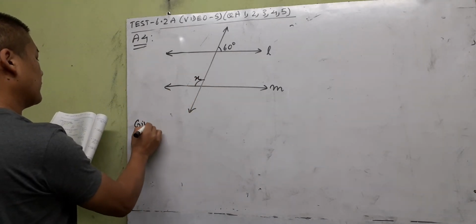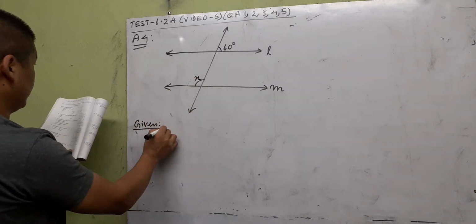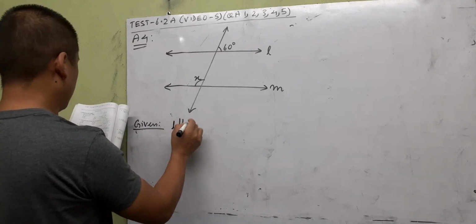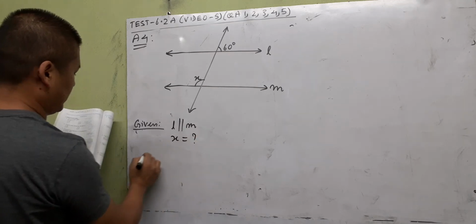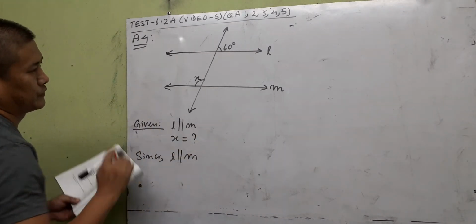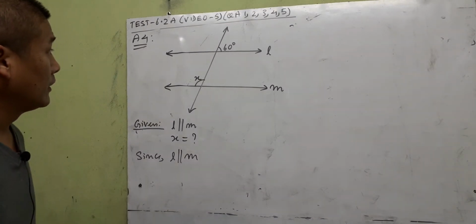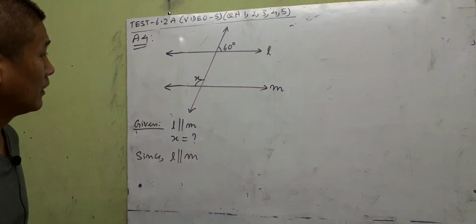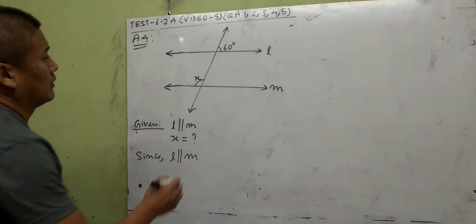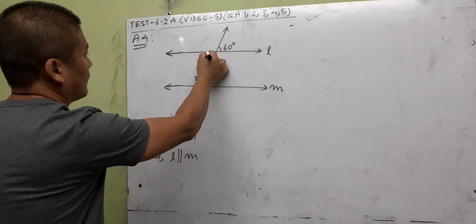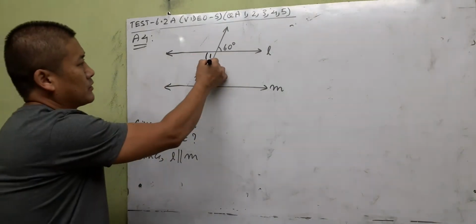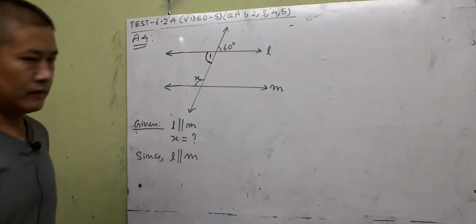So let us write down given: L is parallel to M. Only that much is given. X value you have to find out. So since L parallel to M, these two lines clearly parallel. So let us do like this. Maybe we can just do here like this. Put here 1. There are many ways to do this, okay? But let us do this way. 1, put it yourself, okay?